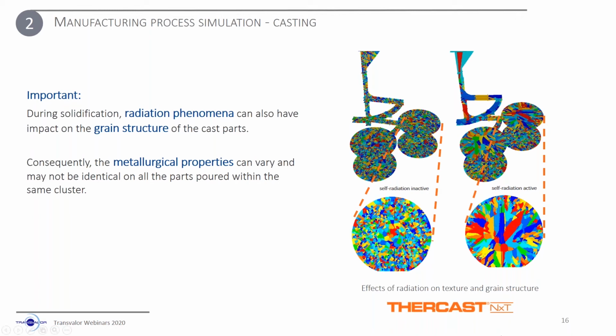What we can see right here on the left side is the pattern that we obtain in terms of grain structure if self-radiation is inactive. And we can see that we have almost a uniform grain structure. On the right side, we can see the same result, but this time self-radiation is active, and this time we can see that we have a much larger grain growth. So depending on the cast alloy, it can be very important for the final product quality to consider the impact of these radiation effects.